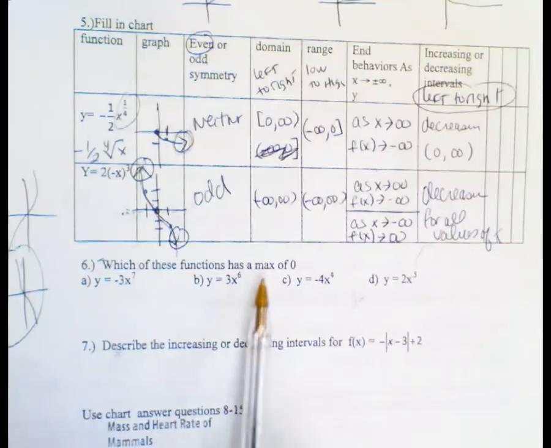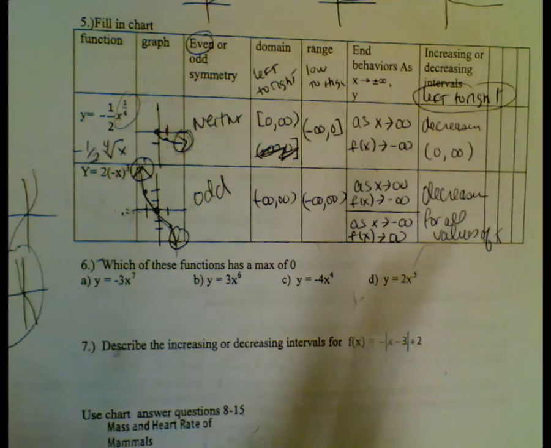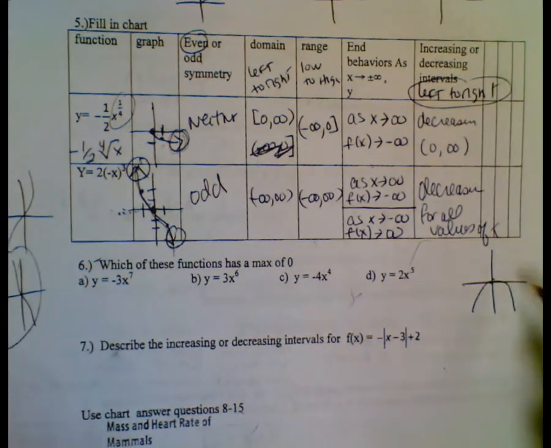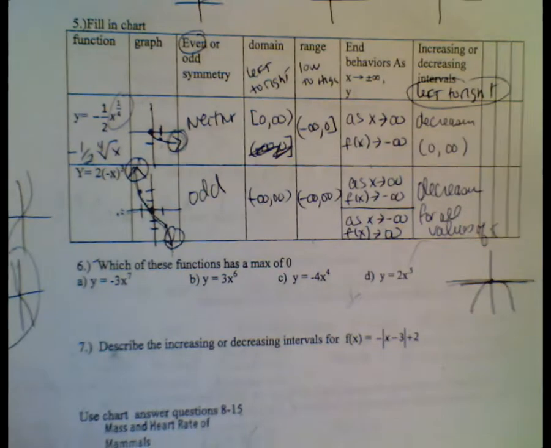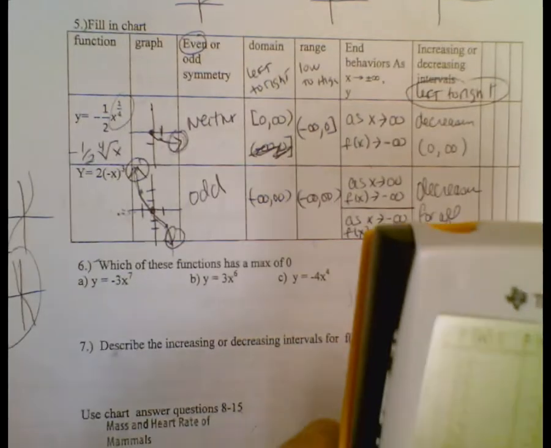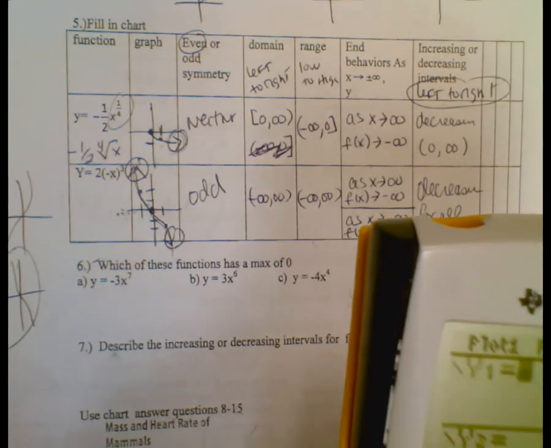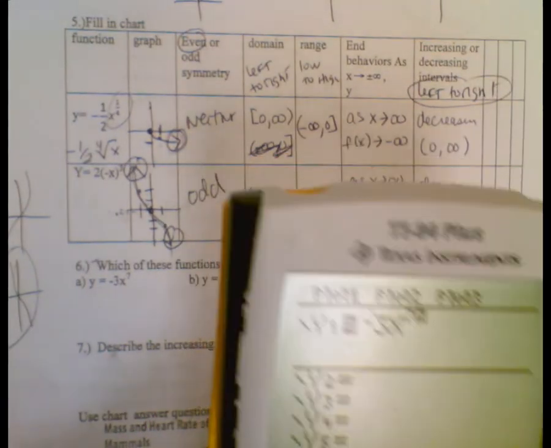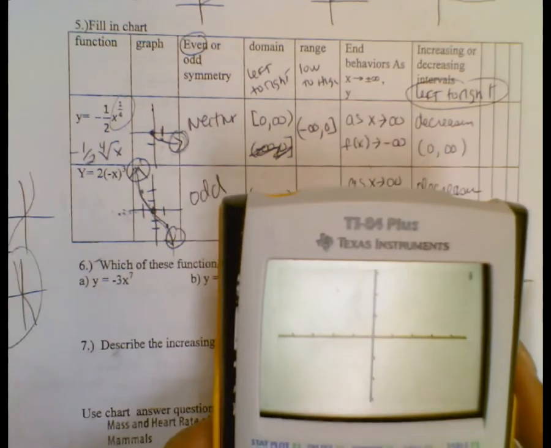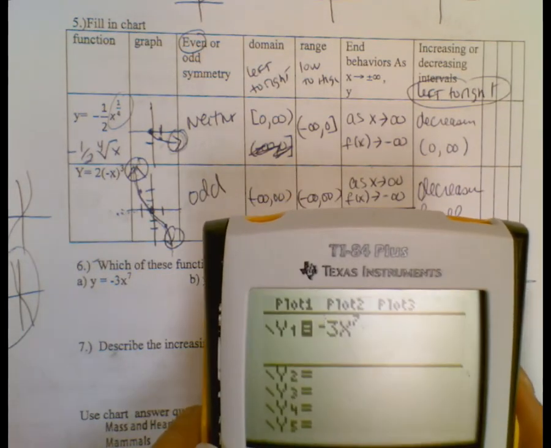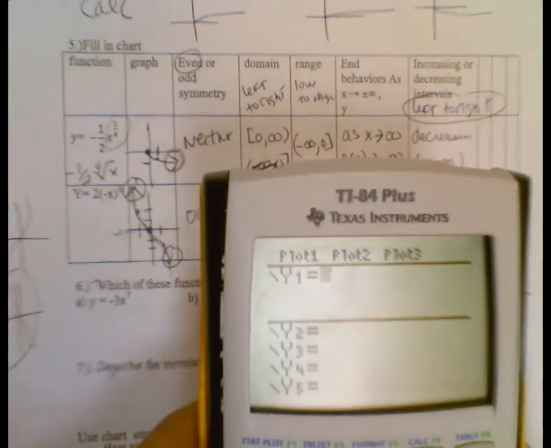Which of these functions have a max of 0? A max of 0 would look something like this. That's what a max of 0 means. Nothing's higher than the x-axis. So which one of them, you should be able to tell. But if you wanted to, you could just graph all of these. So the first one's negative 3x to the 7th. That's an odd, so it should look like a snake. That does not have a max of 0. So that's not it. The second one is 3x to the 6th.